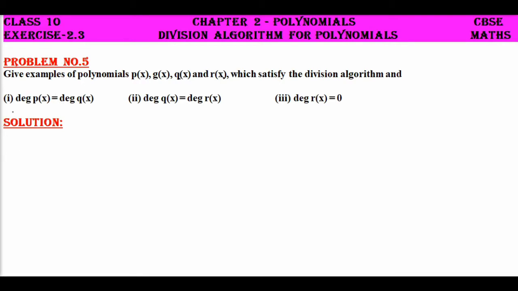Okay, now let's consider the first subdivision. The first subdivision is that degree of p(x) should be equal to degree of q(x), that is, degree of dividend equals degree of quotient. See, you can write as many examples for this problem. I am going to give you one simple example for all the three subdivisions so that you can understand easily and you can extend it according to your level of creativity, right?